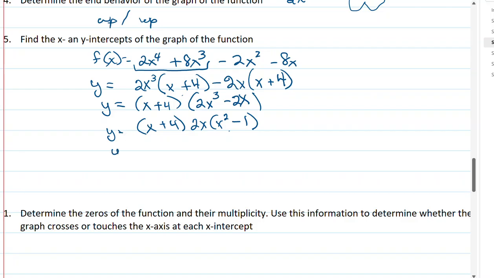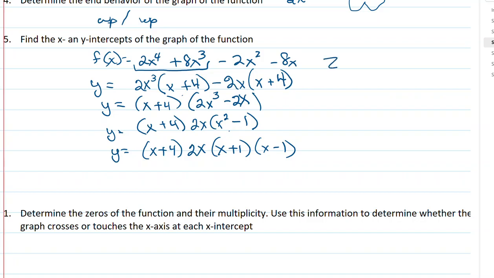We just did this on that paper. Do y'all remember? It's a difference of perfect squares. And now I can tell you what the zeros are. Okay?